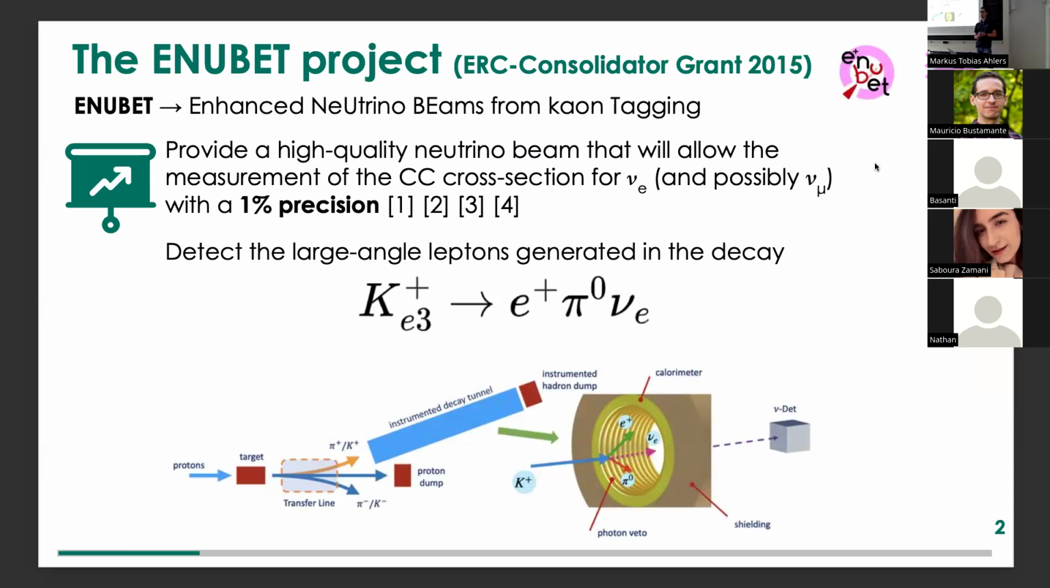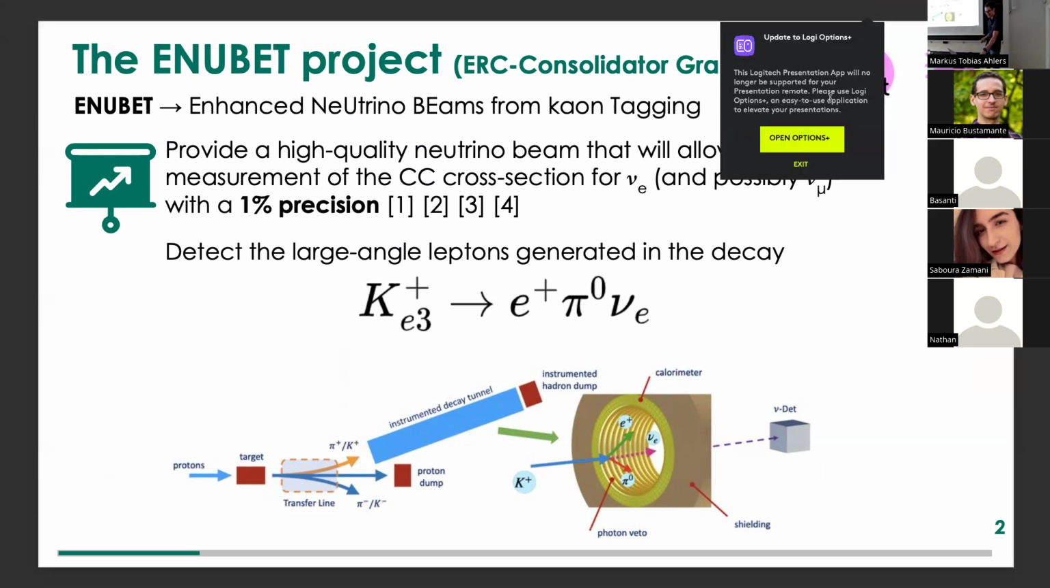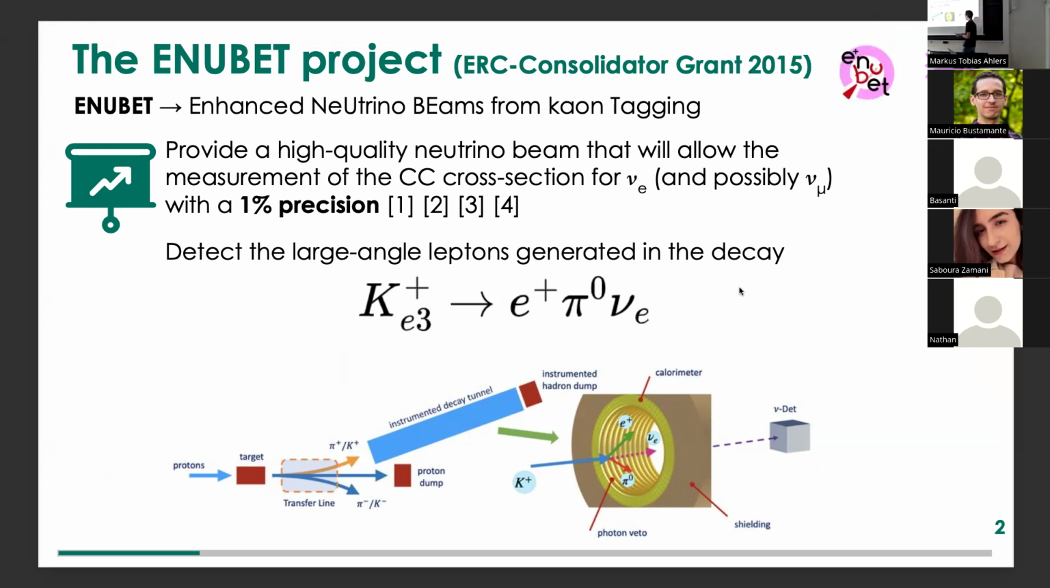So we want to have a measurement of the neutrino indirectly. We have to detect the leptons generated at a large angle. So if we detect one lepton, we will have one neutrino. We want to measure the neutrino flux with a high precision, in order to reduce the uncertainty on the neutrino cross section from 10 to 1%.